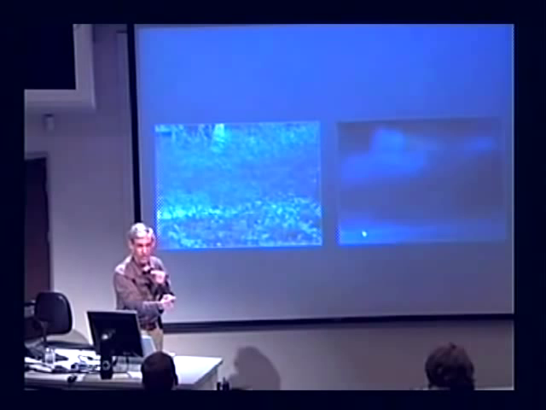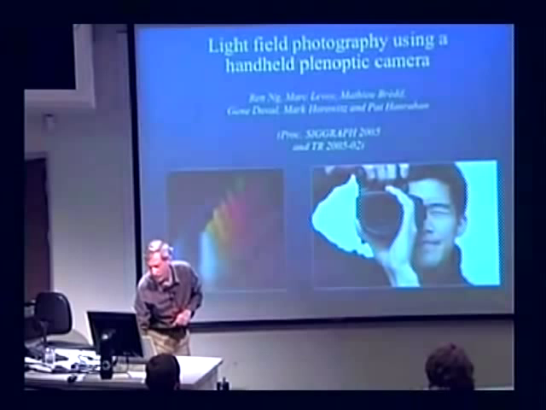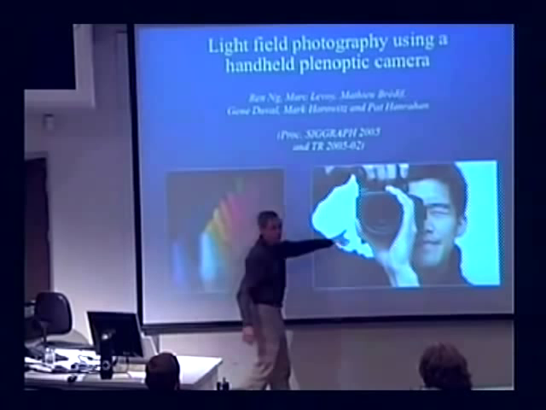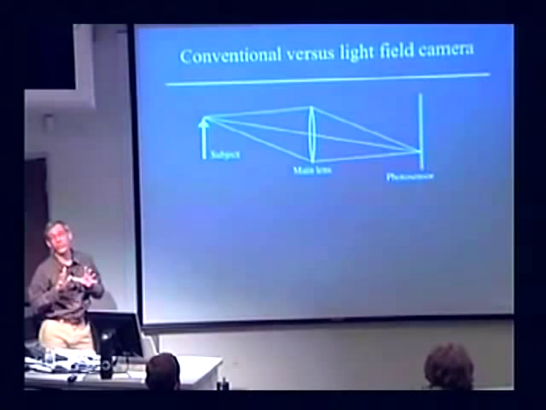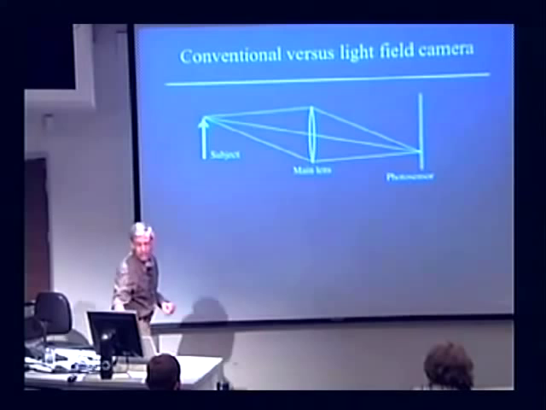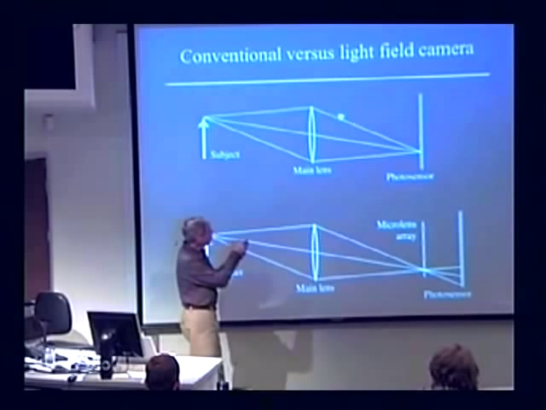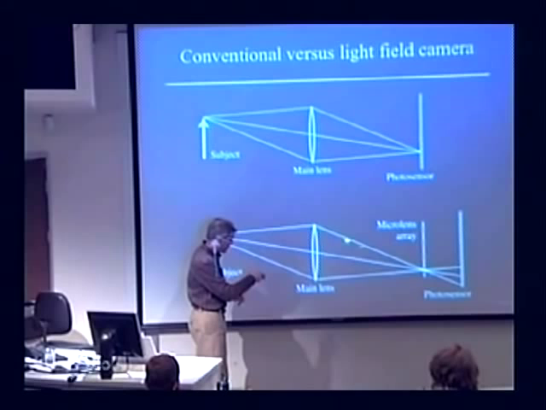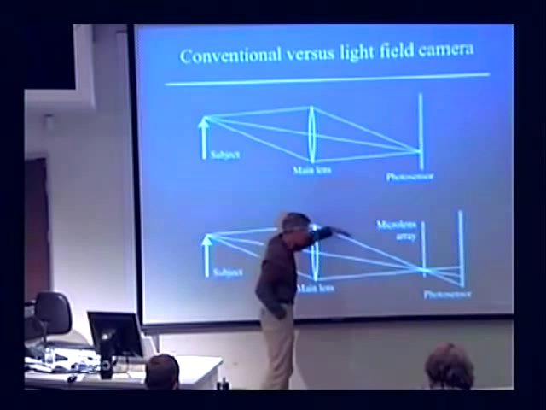Good question. Okay, so let's go down in scale, talk about the handheld camera. So this is a PhD student, Ren Ng, who worked with Pat Hanrahan and me. And his design was very simple. He took an ordinary camera, moved the sensor back, and placed a microlens array in its place. So the idea here is that rays that normally come together in a single pixel essentially pass through the microlens array and are recorded by different pixels. So we're now separately recording each one of these rays that normally are confused together.